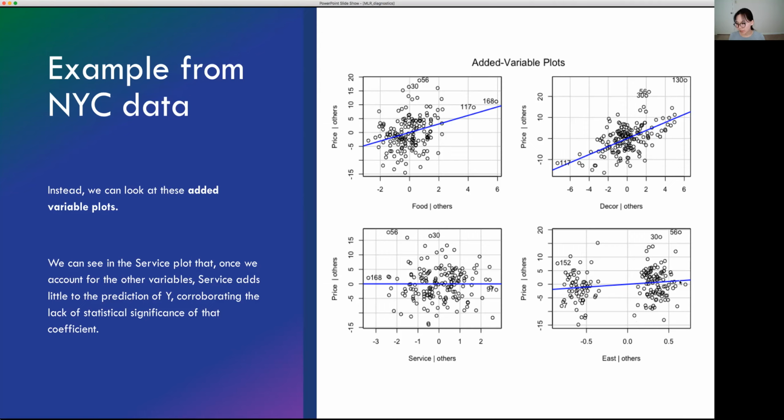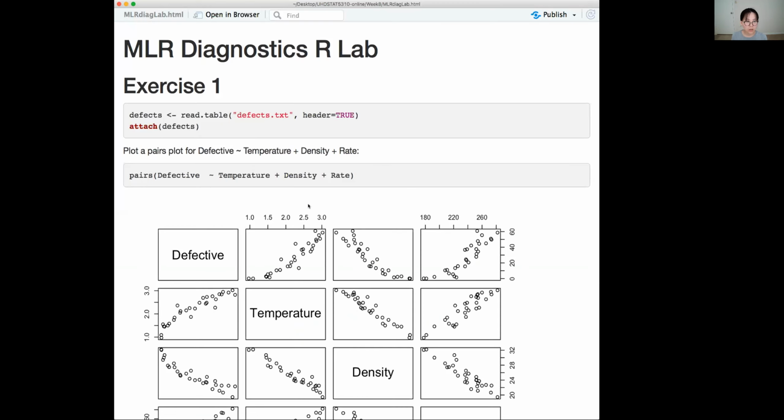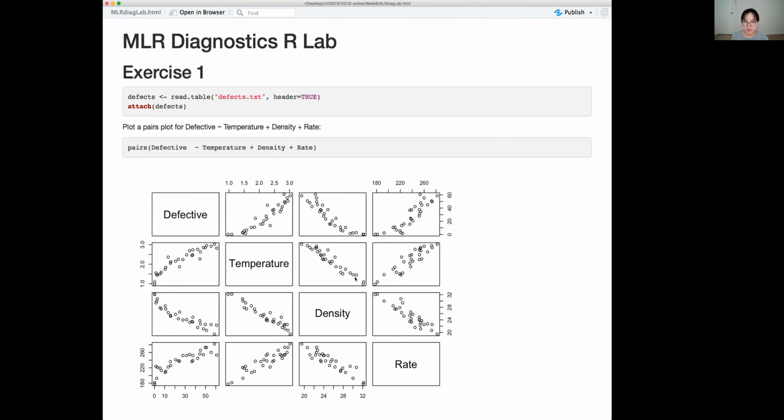East added a bit, even though it's not much, and decor and food have added quite a lot of effect in predicting the price. Well, I think we will go to a lab to have a better understanding of what we have talked about.